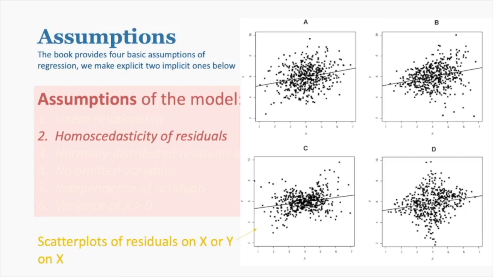Another one is the homoscedasticity of residuals. And this one is just saying that the points are this nice random cloud around the line, that the variance around the line does not change systematically across the line. So what we're seeing in plot A is a nice homoscedastic plot of residuals. Just looks like a random cloud. The variance doesn't look like it's meaningfully changing across the line.